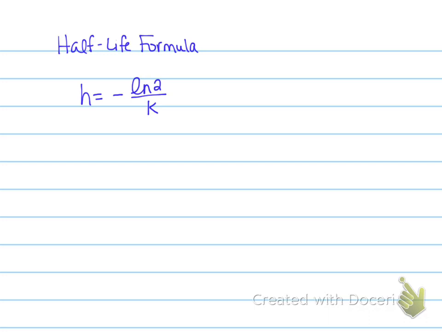Okay, and it also gives us the half-life formula. Remember, the half-life of any quantity whose value decreases with time is the time required for the quantity to decay to half of its initial value. The half-life h of a substance undergoing exponential decay at a rate of k, where k is going to be less than 0 because it's decaying, is given by this formula here. The half-life will be equal to the negative natural log of 2 divided by k.